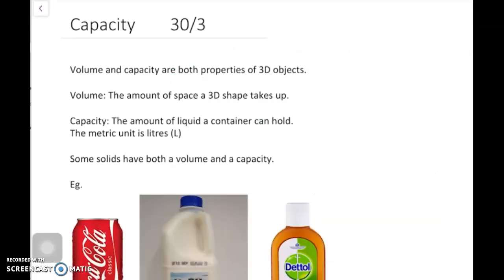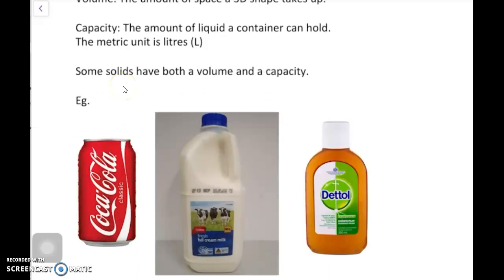Today's lesson is going to be a review on capacity. So far in this topic, we've been talking about volume of 3D objects. And remember, volume is just the amount of space a 3D shape takes up. Now, capacity is also a property of a 3D object, but not all 3D objects have a capacity because by definition, it's the amount of liquid a container can hold. So the 3D object must be a container to have a capacity.